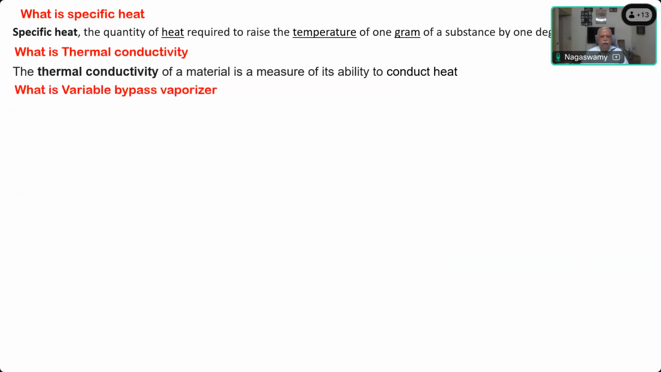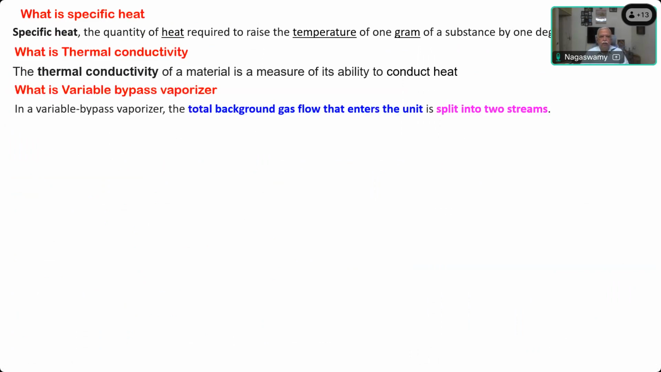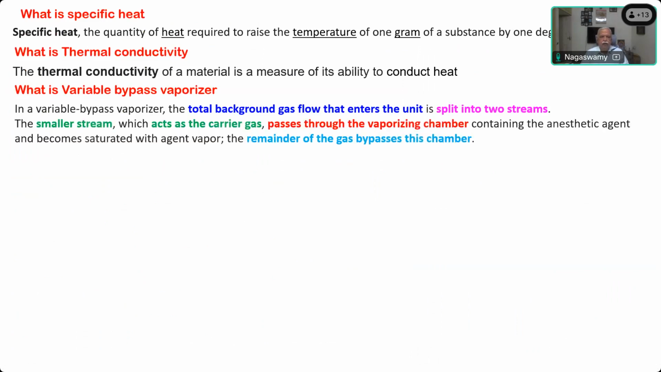Now, what is a variable bypass vaporizer? We have already seen it by the splitting ratio. We can define it as: the total background gas flow that enters the unit is split into two streams. The smaller stream, which acts as the carrier gas, passes through the vaporizing chamber containing the vapor. Then it becomes saturated with the agent. Then the remainder of the gas bypasses this chamber, and that is the total measure that goes out to the common gas outlet. That is the principle, and this is where the splitting ratio comes in.